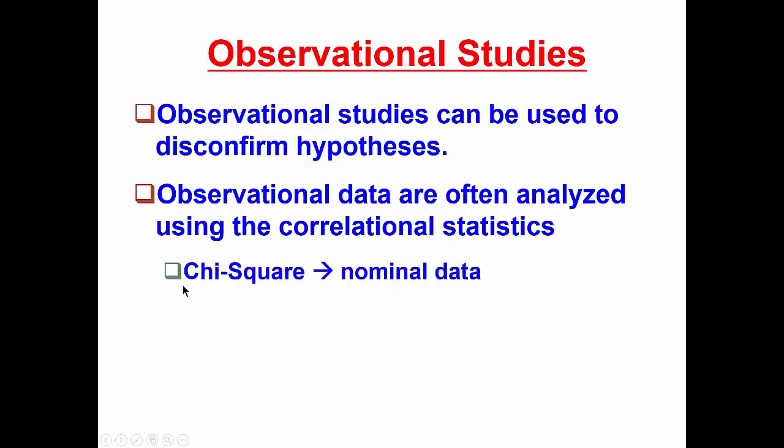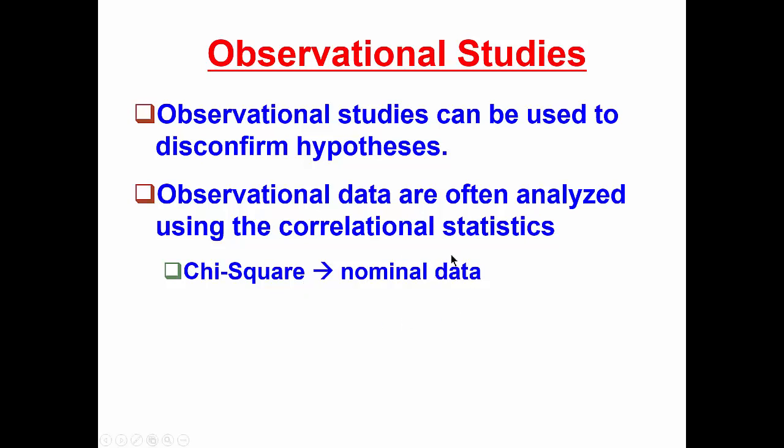The first of these is called the chi-square statistic, and we often use the chi-square statistic when we have nominal data. We're looking for correlations among nominal data sets. Let's take a particular example. Let's assume that you're a political psychologist, and you're interested in the relationship between two variables. One is whether a person is a voter or a non-voter, and the other variable would be whether the person is a parent or not a parent.